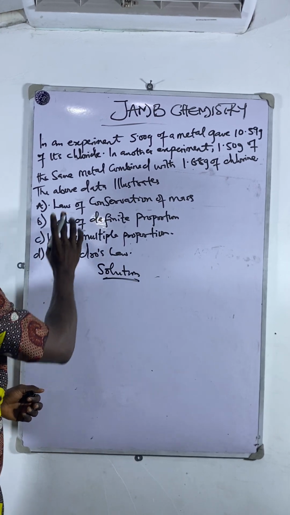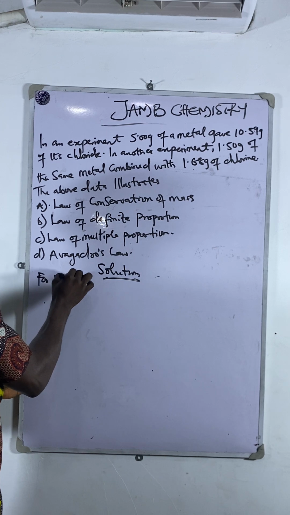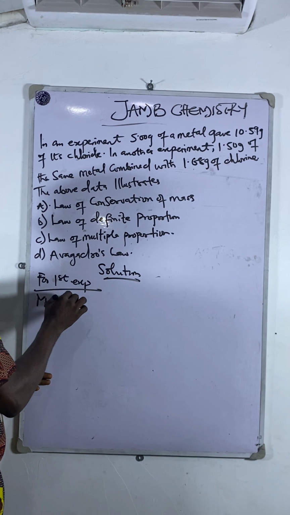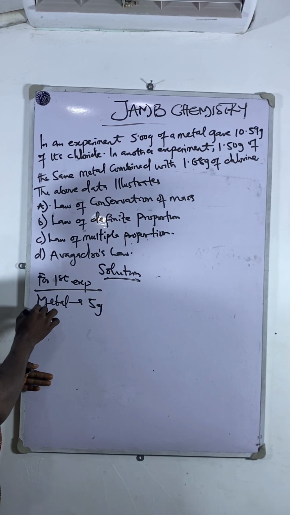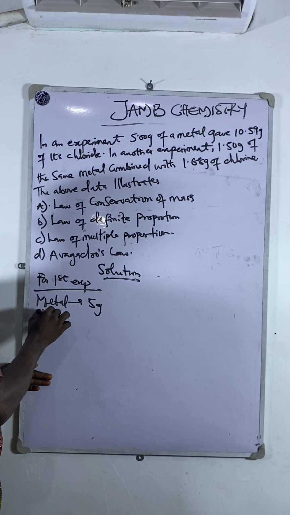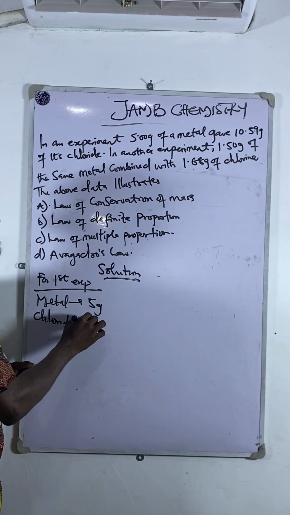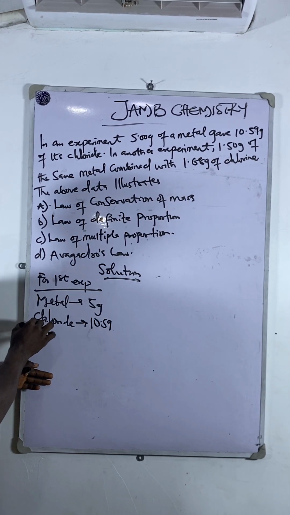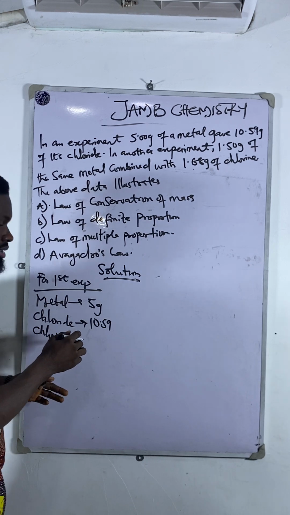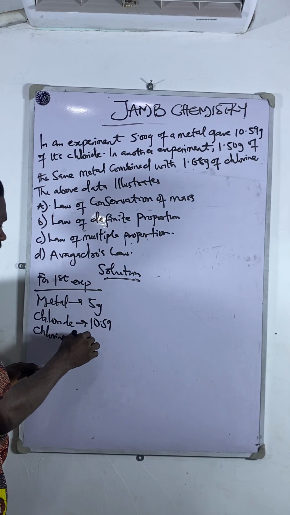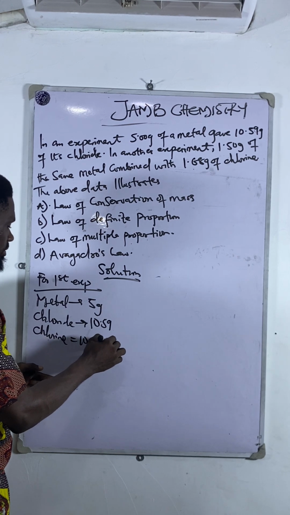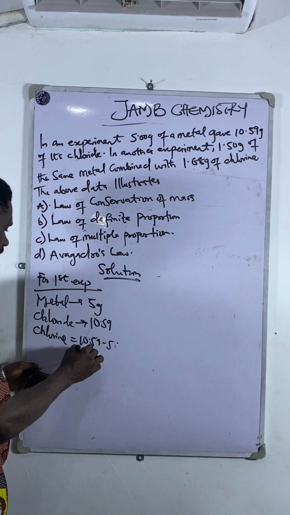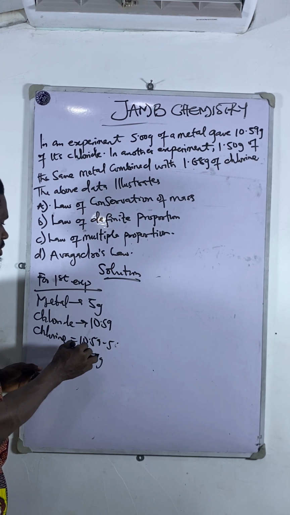Solution. For the first experiment, the metal given was 5 grams and its chloride was 10.59, which means the amount of chlorine here is equal to 10.59 minus 5, which will give me 5.59 grams of chlorine used here.